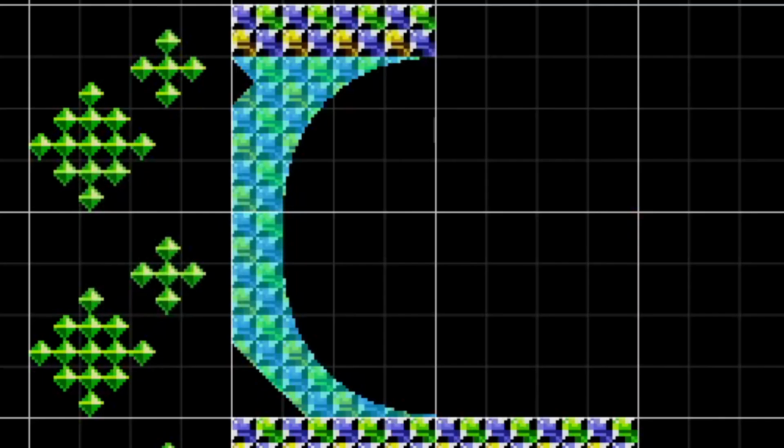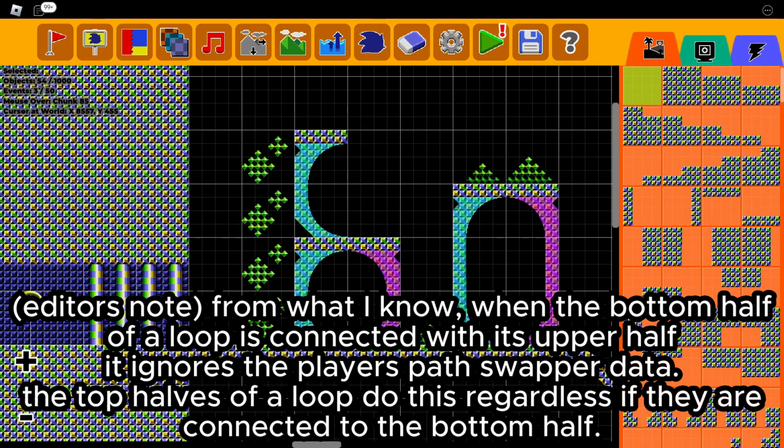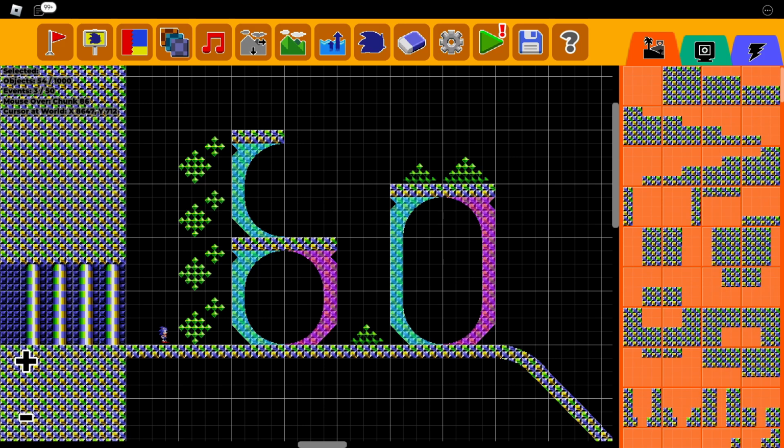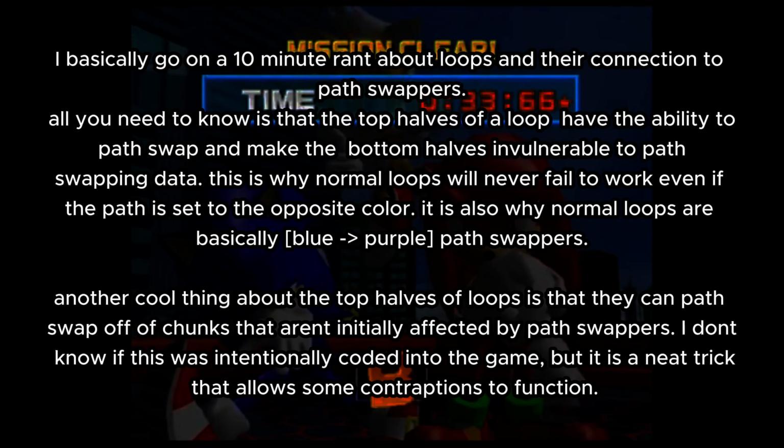And it all has to do with these two chunks right here. When these two chunks are connected, they act sort of independently, or they act as one solid chunk. And the reason why it isn't affected by pad swappers is because this loop is essentially a pad swapper in itself. Let me explain.